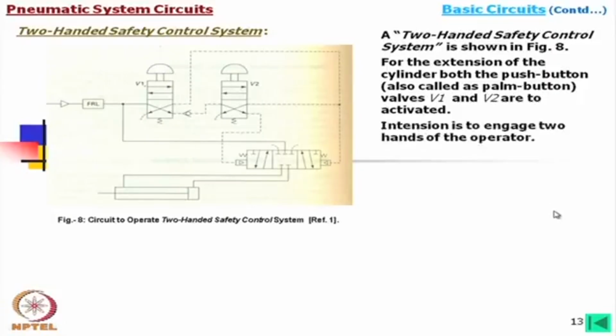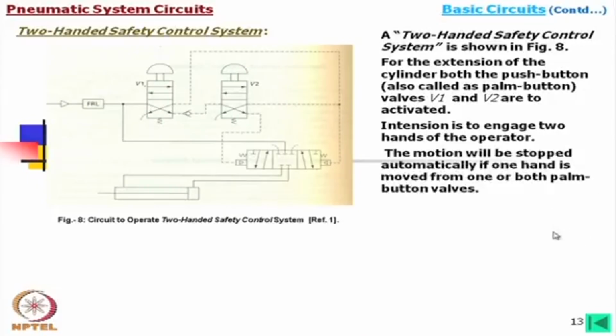The intention is to engage two hands of the operator. The motion will be stopped automatically if one hand is moved from one or both pump button valves.